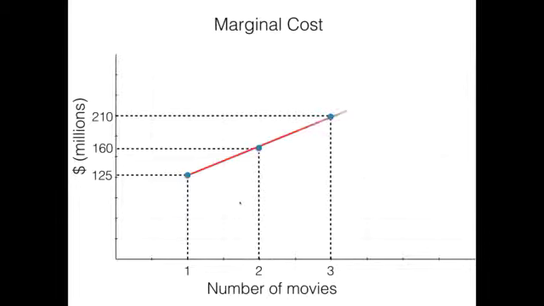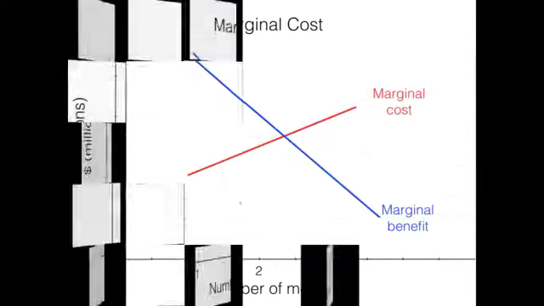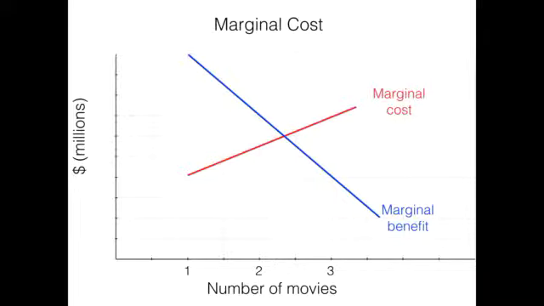So if we connect those points, we see we have our marginal cost curve, which is going to be upward sloping. All right. So make sure that you realize that the marginal benefit curve is downward sloping and that the marginal cost curve is going to be upward sloping. So if we use these two together, we can determine what is going to be the optimal number of movies to produce in that series.